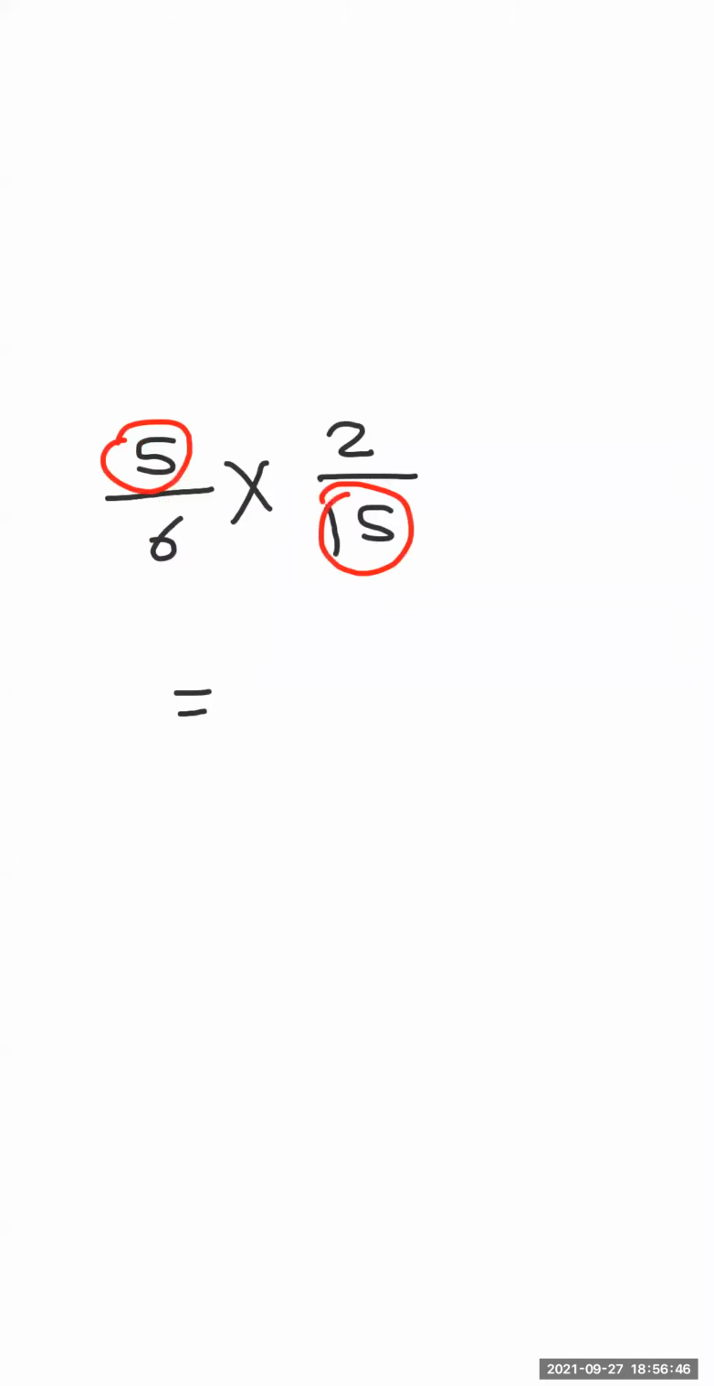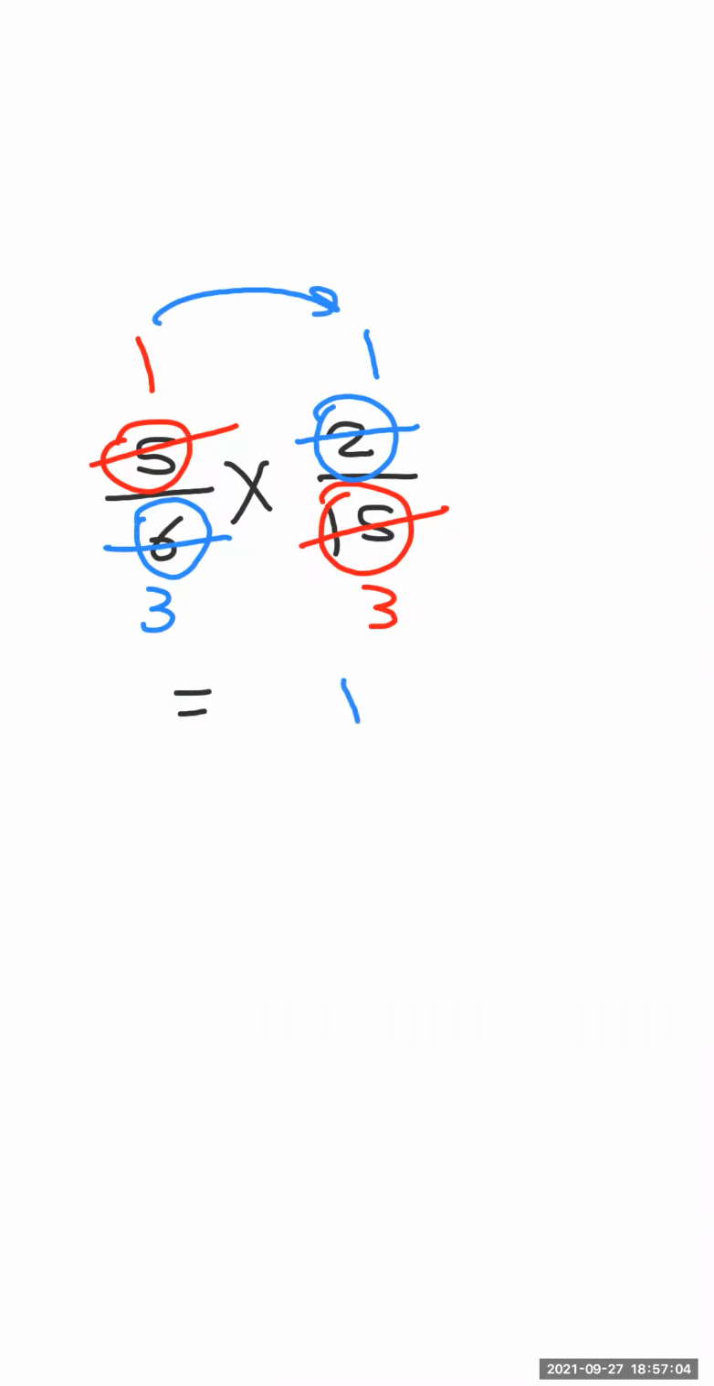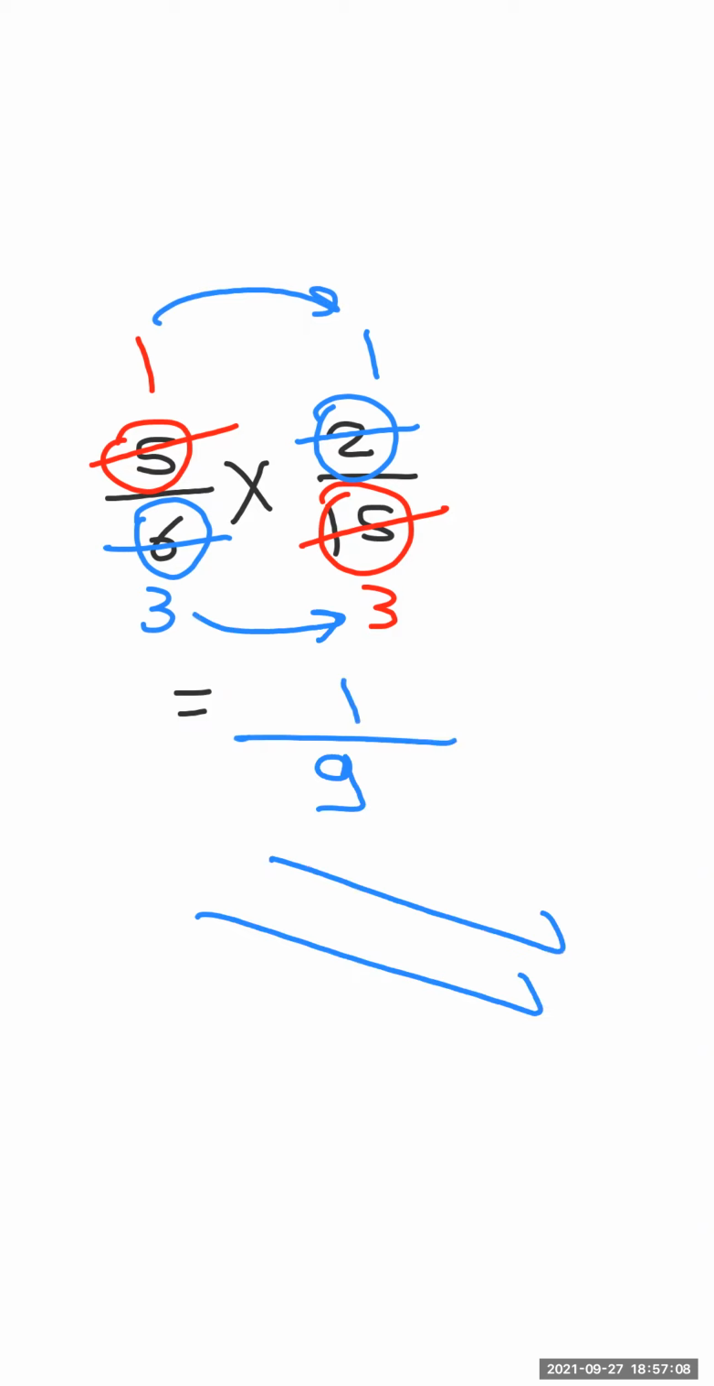If it's 5 over 6 times 2 over 15, now I can simplify 5 and 15 because both of them are divisible by 5. Divide by 5 equals 1, divide by 5 equals 3. And then also 2 and 6. We can divide the two numbers by 2, equals 1 and equals 3. So now 1 times 1 equals 1, over 3 times 3, 9. So it will equal 1 over 9. Okay?